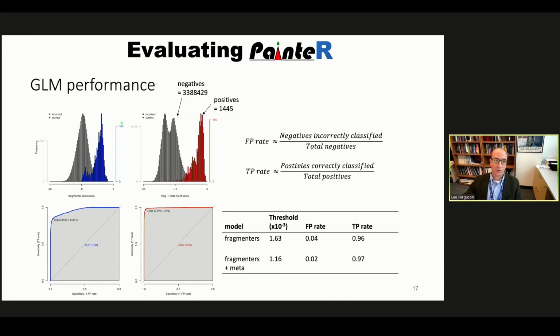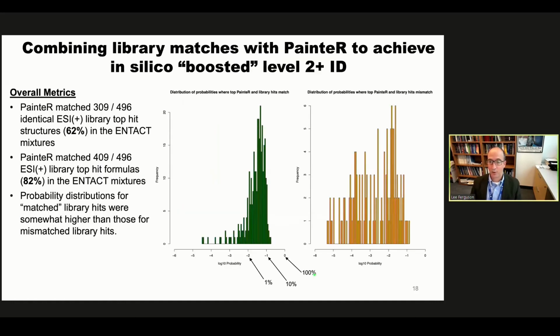You can see that in the fragmenter only versus the fragmenter plus metadata GLM results, we get better separation when we include the metadata in our algorithm. And so we get a true positive rate of 97% and a false positive rate of only 2% in this combined model. So it's performing quite well.